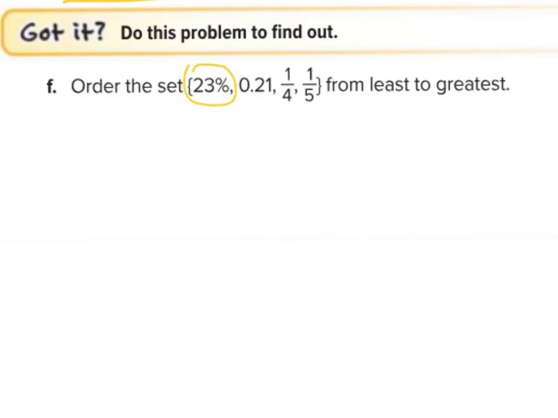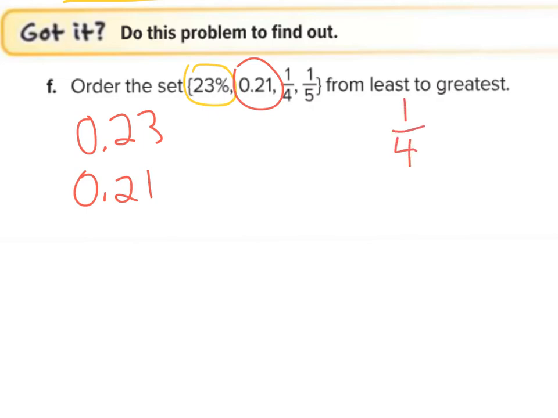23%, we'd have to divide it by 100 to make it into a decimal, and it becomes 0.23. Okay, there's my first one. Then we also have 0.21. There's my second one, right? 1/4, or 1/4, as you hear it, like the coin, 1/4.